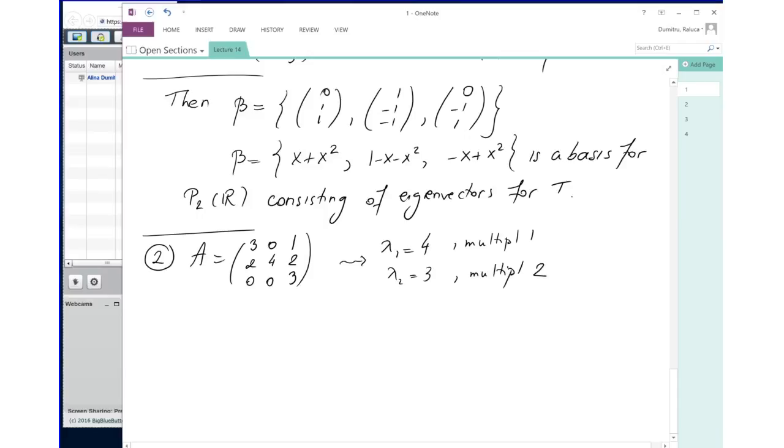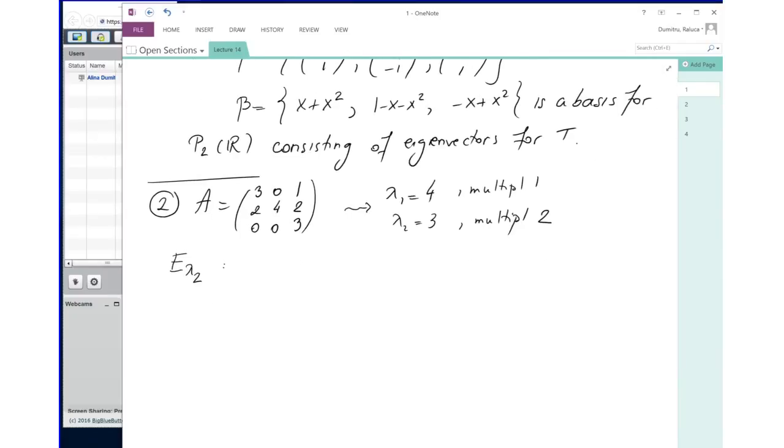Okay, so the one of multiplicity 1 will have an eigenspace of dimension 1. You know for sure that you can choose one vector from there. So usually you start checking with the ones of multiplicities higher than 1, because that's where things might fail. So if you look at E lambda 2, which is the null space of A minus 3 identity, that gives you the matrix 0, 0, 1, 2, 1, 2, 0, 0, 0.